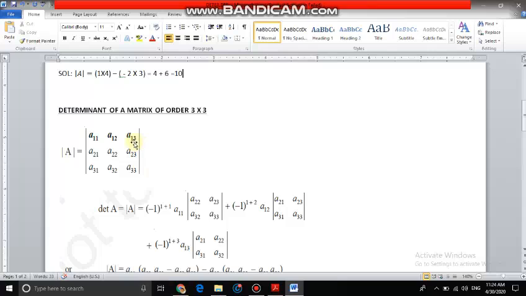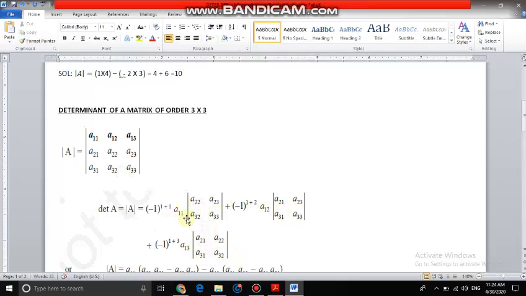Next element is A13. So I put A13 here. Then A13 means first row and third column, if I exclude them in the matrix, what are the other elements left out? Only these 4 elements will be left out. What are these 4 elements? A21, A22, A31, A32. So I kept them here. Okay.